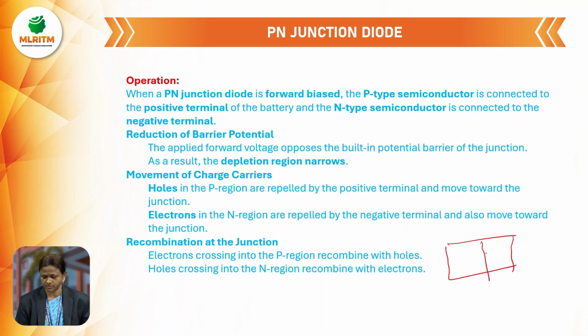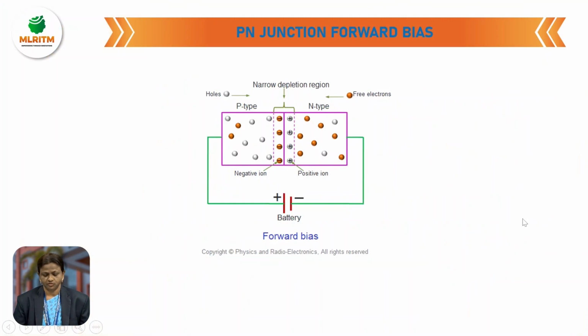This is nothing but a p-n junction diode. P-type is connected to the positive terminal of the battery. N-type is connected to the negative terminal of the battery. Then the p-n junction diode is in forward bias.